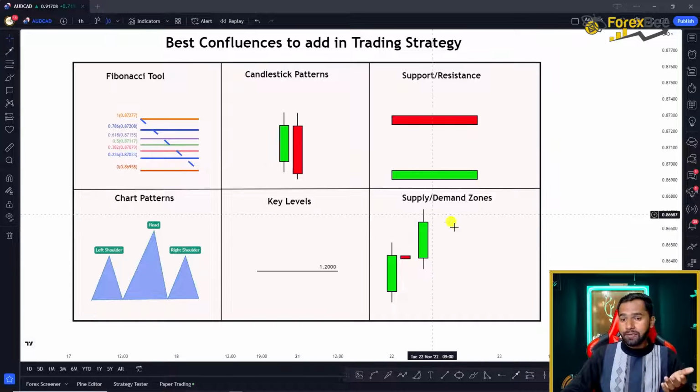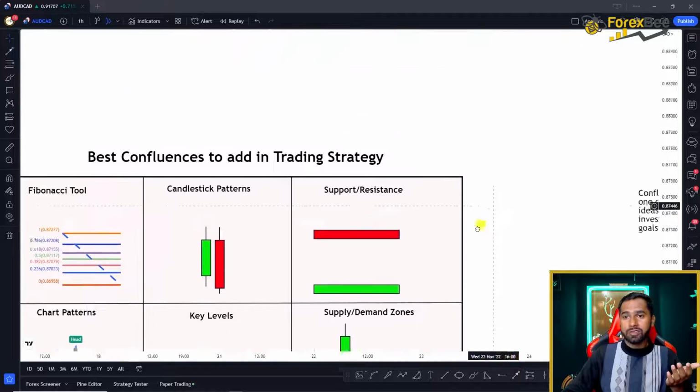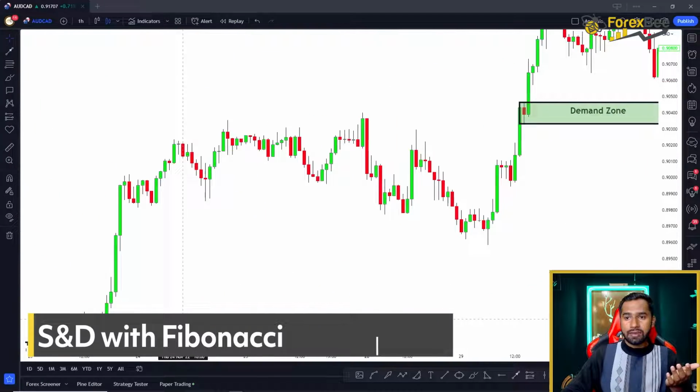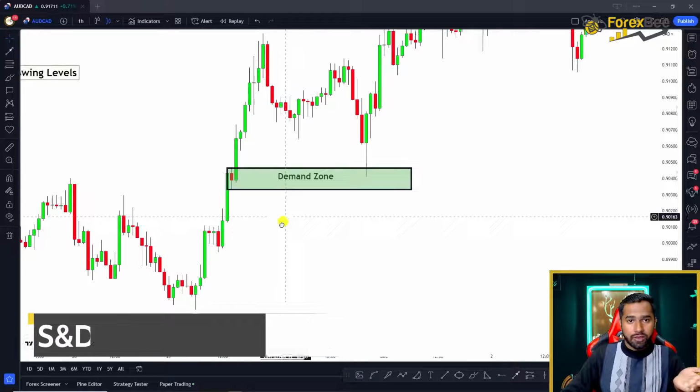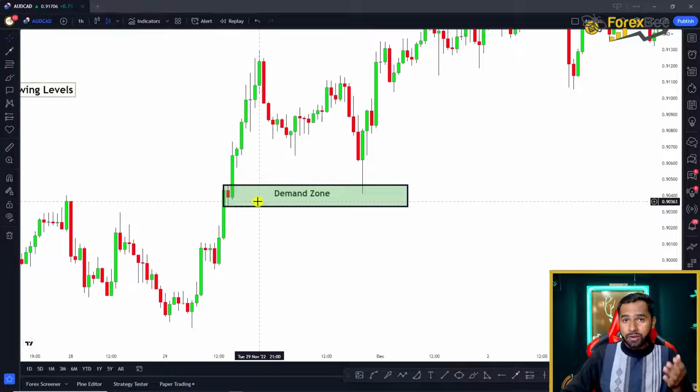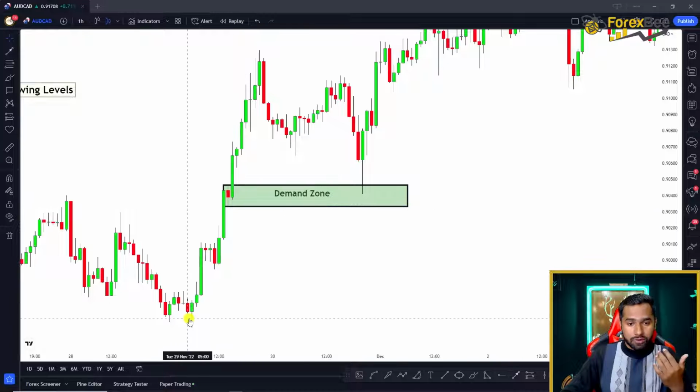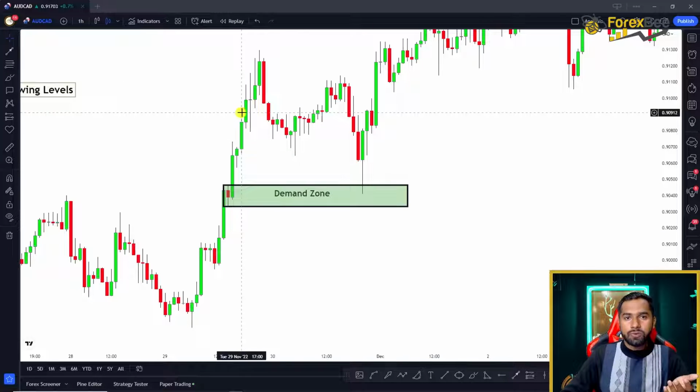Okay, so let's say I'm trading with supply and demand zones. Let me just go towards the chart. Let's say I am trading on the basis of supply and demand zones. As I said, we're going to be focusing on the Fibonacci retracement and the key levels. So here on the chart, we can see that there is this very big bullish move in the market from here to here.